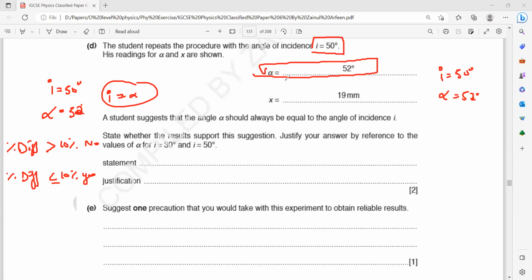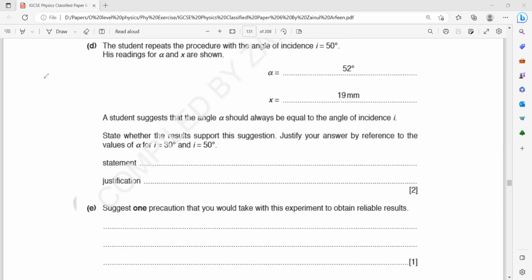We can check with any angle, because they mentioned angle of incidence of 30 and 50, and we have to work out the angle of refraction. So if our angle of incidence was 30 and our alpha was 30, the two values are equal, we'll say yes. We don't even have to calculate the percentage difference. We'll say yes, the two values are equal within the limit of experimental accuracy. But if you're not able to conclude whether they are equal or not, for example one value is 50 and the other is 52, you will always calculate the percentage difference.